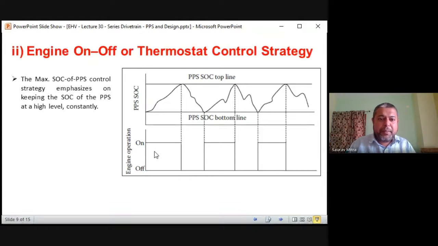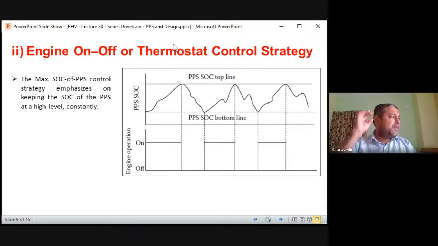In the strategy B, the engine generator is actually charging the PPS, and as soon as PPS goes to 100%, the engine generator switches off. And it allows the secondary source, that is the PPS, to run the overall vehicle. And the PPS falls very fast, and it falls here. And this connection and disconnection of PPS is done by actually the thermostat.